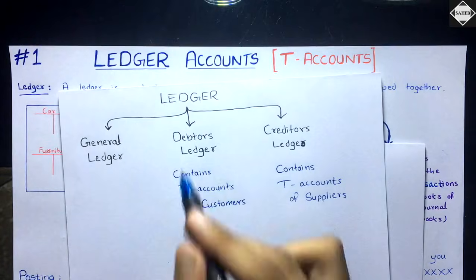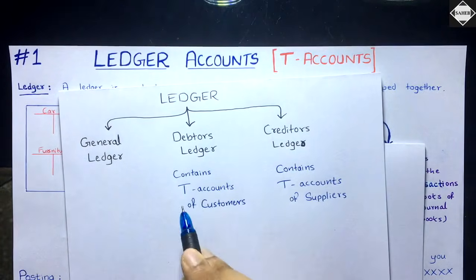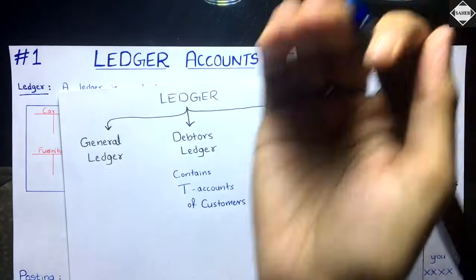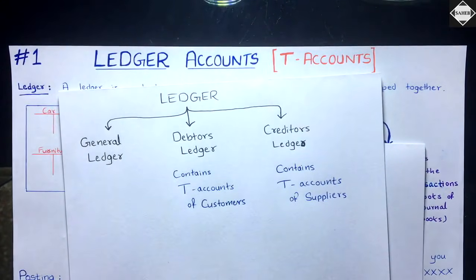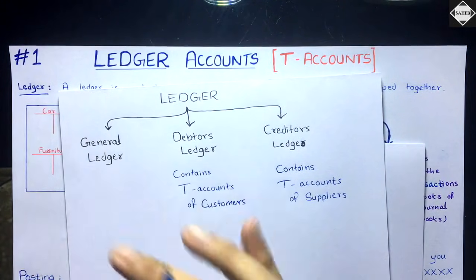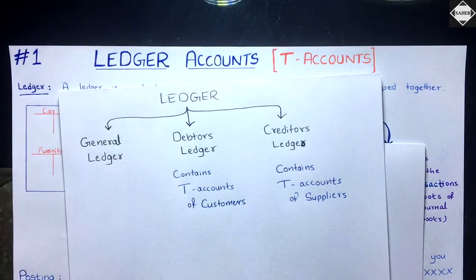But then you also have debtors ledger, which will contain T accounts of credit customers. If you want to know, for example, you have a customer called Vijay, and he has purchased goods from you on credit, and you want to know how much money Vijay has to pay to you, then what will you do? That detail will not be there in general ledger, because in general ledger you will have a sales account, and that sales account will be prepared on total basis.